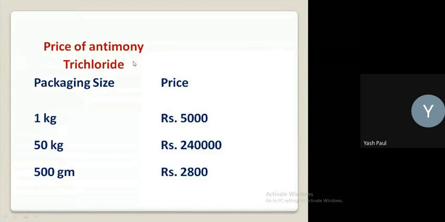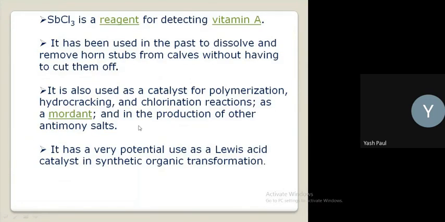But with this method, I calculated and checked all the costs, and you can purchase it for 2700, 2800. So the cost is almost 50% decreased. Antimony trichloride has many uses. It is used in the detection of vitamin A. One very beautiful application, which I used in my childhood, is this antimony trichloride.